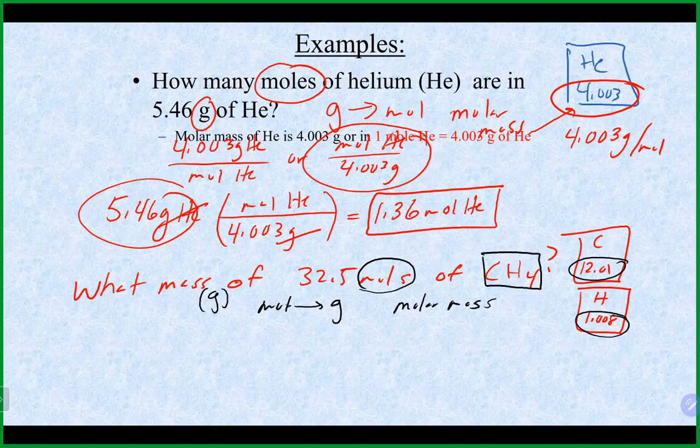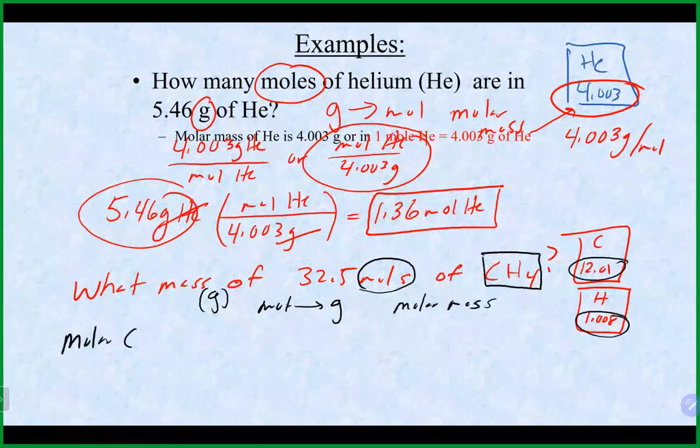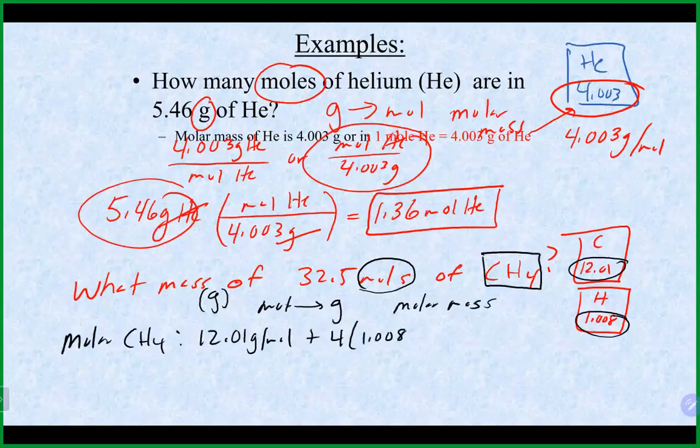So the molar mass of CH4: there's 1 carbon from the periodic table, that's 12.01. There are 4 hydrogens, each 1.008 grams per mole. If we add all that together, we get a molar mass for CH4 of 16.04 grams per mole. Remember, we could use that as a conversion factor where the grams are up on top and the moles on the bottom, or if we need to flip it, moles on top and grams on the bottom.